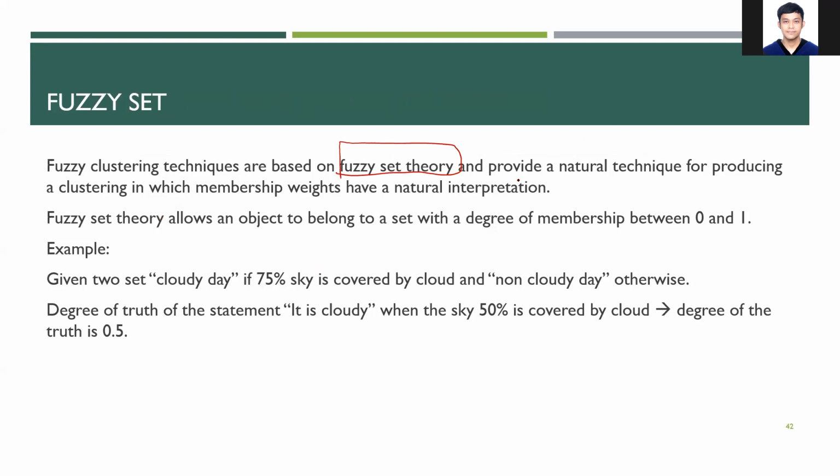Basically, it will provide natural techniques for producing a clustering in which the membership weights have a natural interpretation. So here, the membership weights will give us the natural interpretation of which one belongs to which one. Of course, based on fuzzy set theory, the membership degree is between 0 and 1.